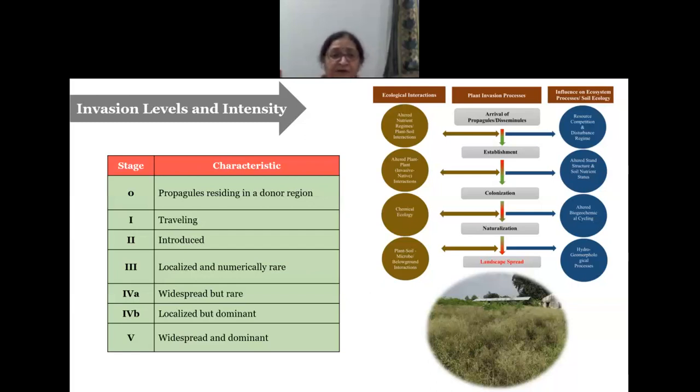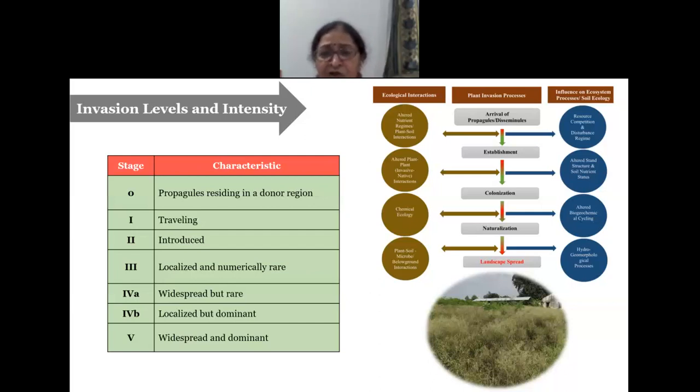In the third stage, these plants are present in a particular area, but they are very, very few in number. In the early fourth stage, the plants try to spread themselves, but the size of the population or number of plants remains small. However, in the later part of the fourth stage, they multiply and become a dominant force in the localized area. And in the fifth stage, after their dominance in the localized area, they try to spread to other parts. In this way, the plant invasion process is driven by ecological interaction and it influences the ecosystem and soil ecology.